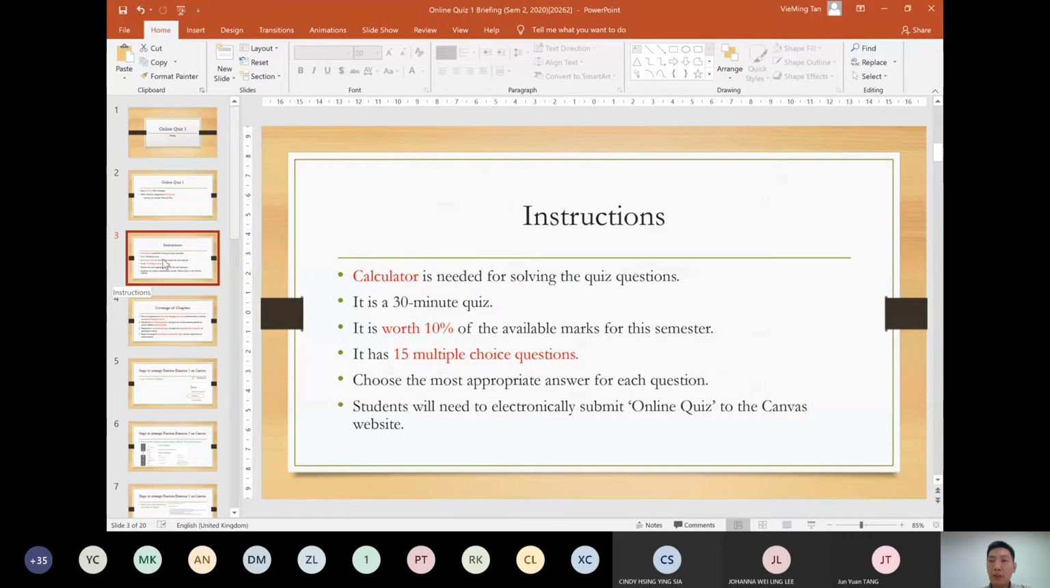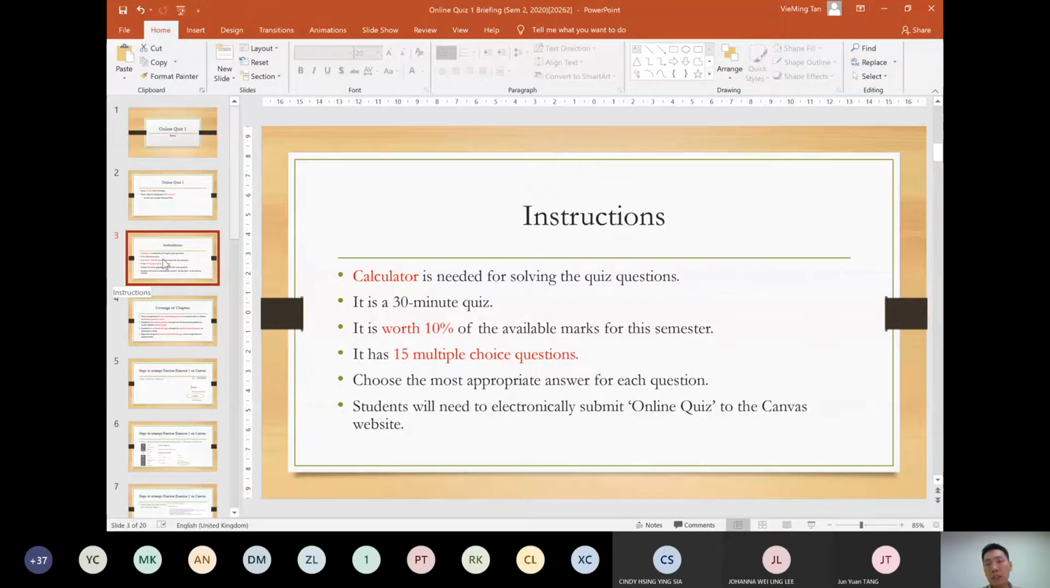Okay, so doing the quiz, make sure that you have a calculator. It can be any type of calculator. You can use the traditional one, that is also acceptable, or you can use your handphone. But my advice is better to use a scientific calculator. Use the calculator that you are familiar with, the one that you always use.